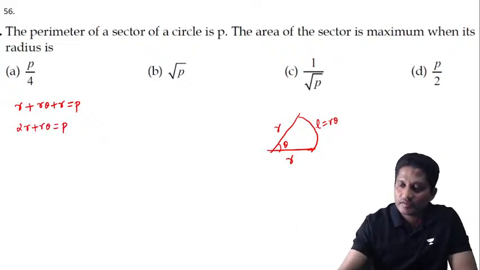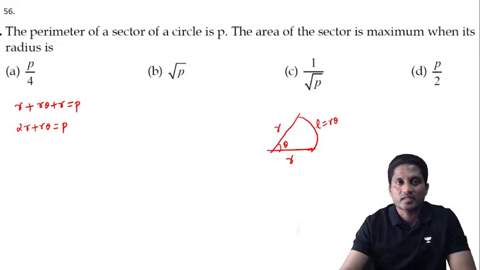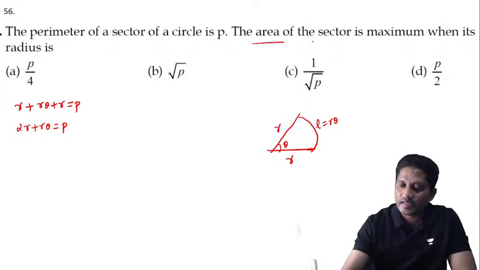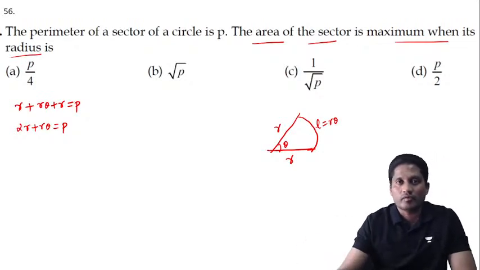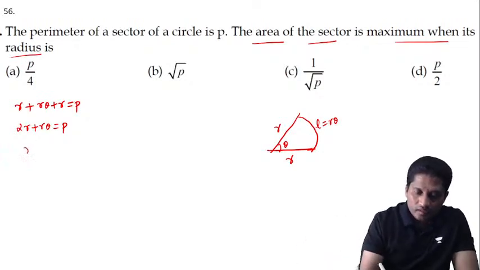I should find the area of the sector. The area of the sector is maximum when its radius is what? So for maximum area, what will be its radius? R into theta is equal to P minus 2R. Theta is equal to P minus 2R divided by R.